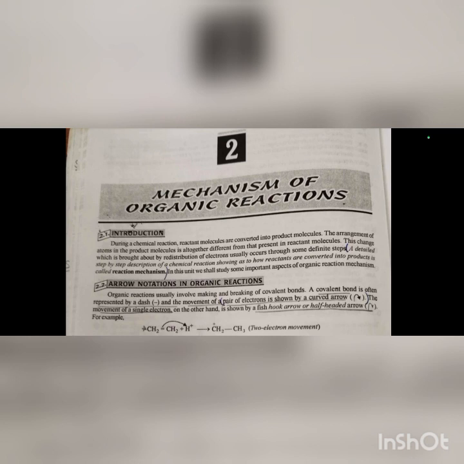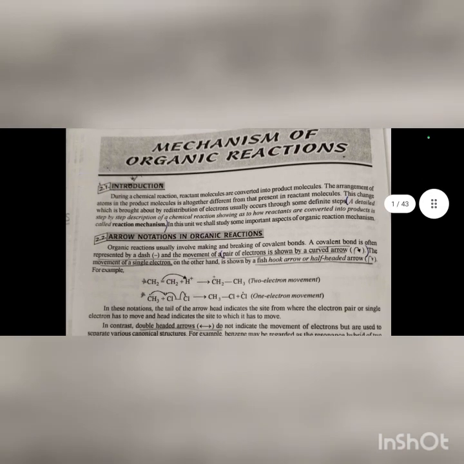For example, in the first case, ethane, we move our electrons toward the hydrogen, forming H positive, and then it forms CH2 positive and CH3, and in the next there is a homolytic cleavage. In this notation, the tail of the arrow indicates the side from where the electron pair or single electron has to move, and the head indicates the side to which it has to move.